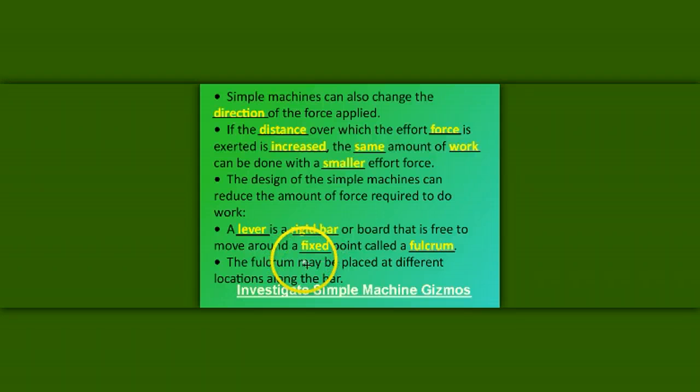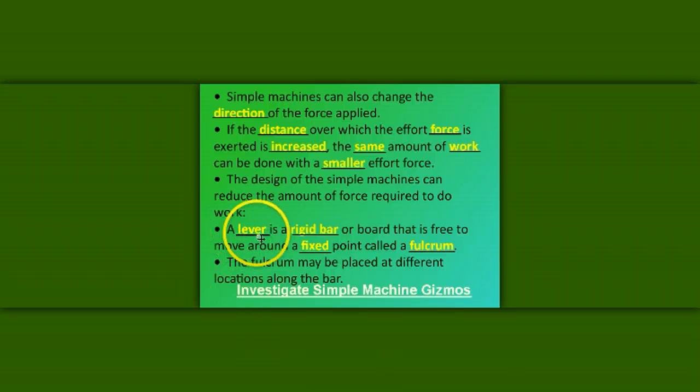The fulcrum may be placed at different locations along the bar. Eventually, we will investigate the Simple Machines gizmo in class. It will deal with levers and all of the other simple machines that we're going to be looking at.